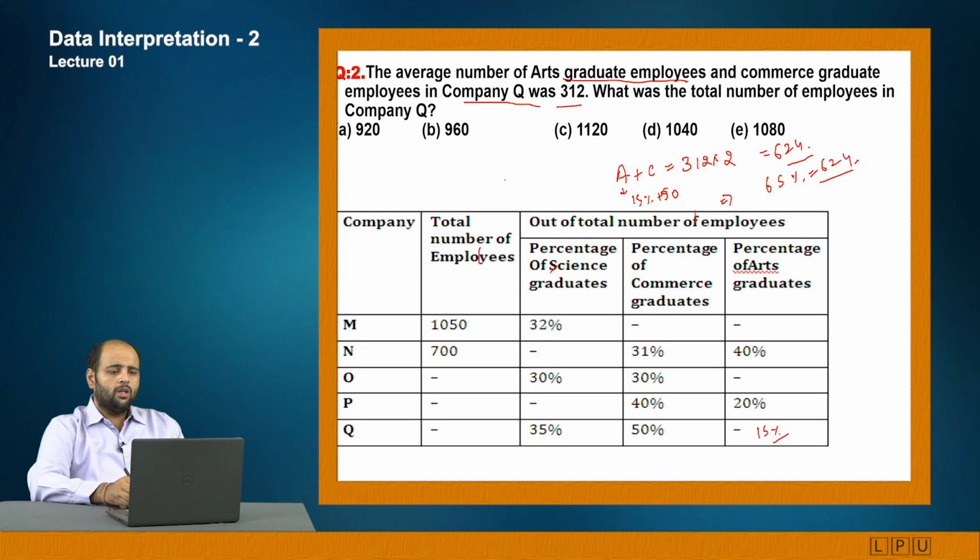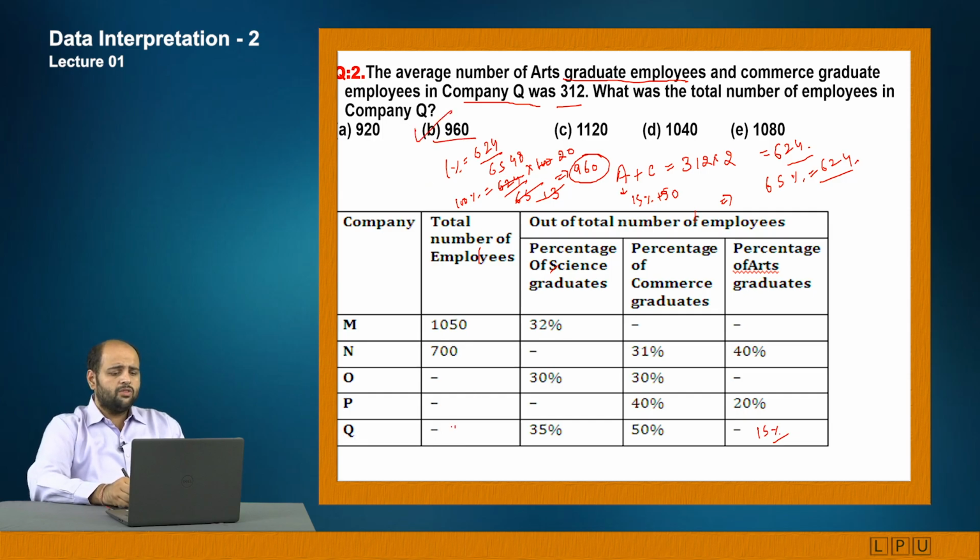Then we have to find out the total number of employees. So if 65% is 624, then 1% is equal to 624 by 65, and we have to find out 100%. So 100% is 624 divided by 65 into 100. Just solve this: 5 threes are 15, it will be 20, and 13 into 4 is 52, and 13 into 8 is 104. So 48 into 20, that will be 960. So these are the total number of employees in company Q.